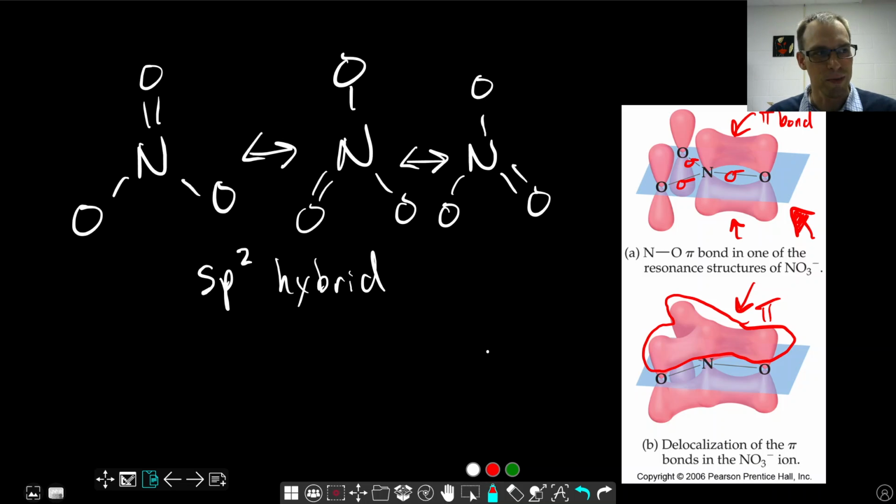So in terms of the resonance, what's happening is that drawing the bonding, the hybrid orbitals, in terms of just one resonance structure doesn't tell us the whole picture. We actually get this spread out across the whole molecule.